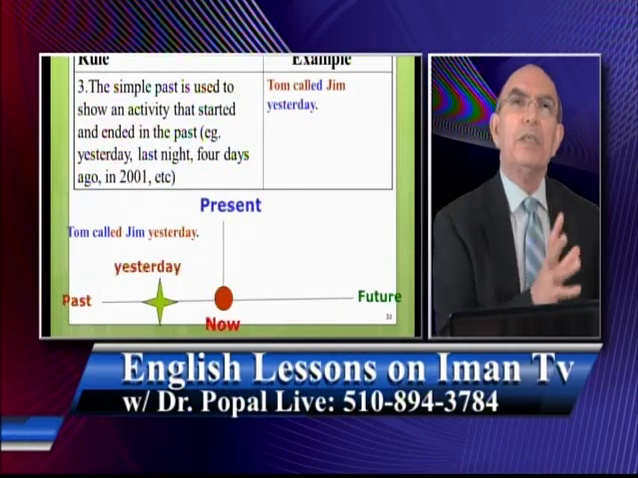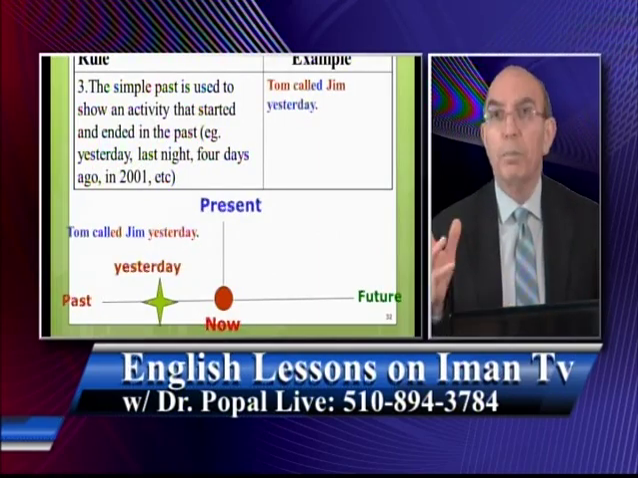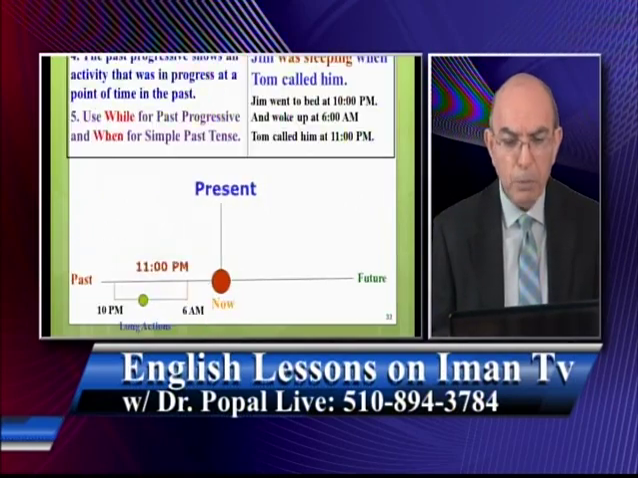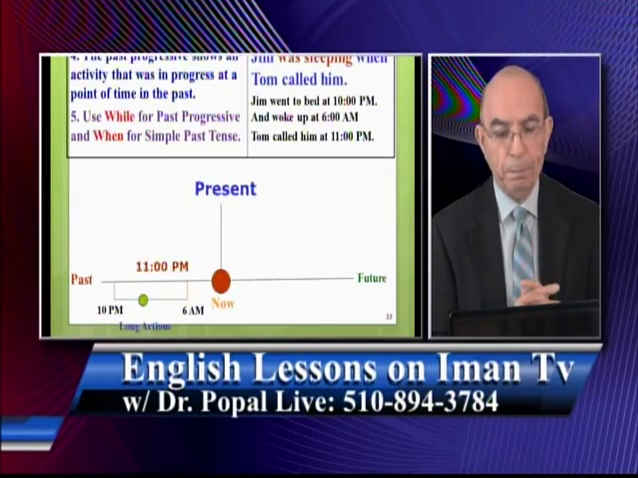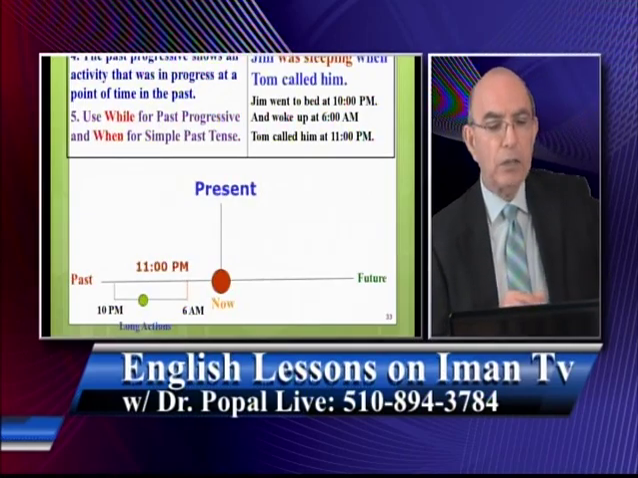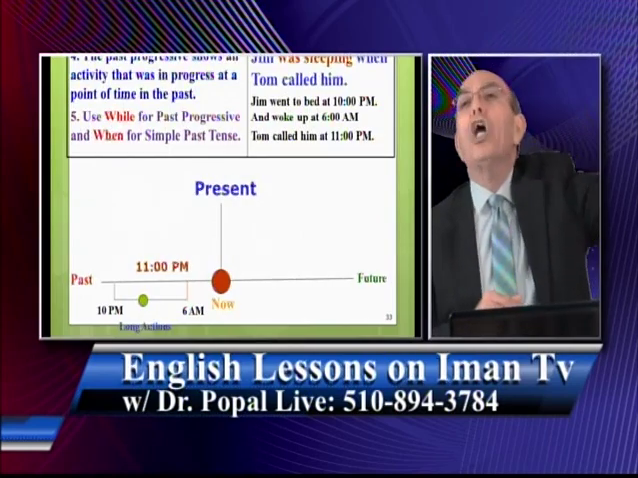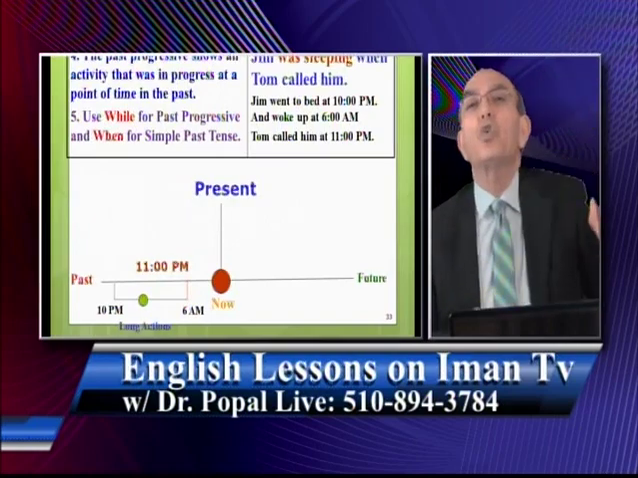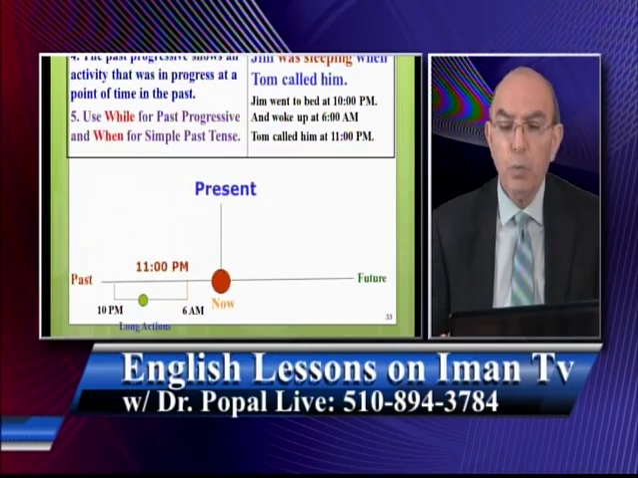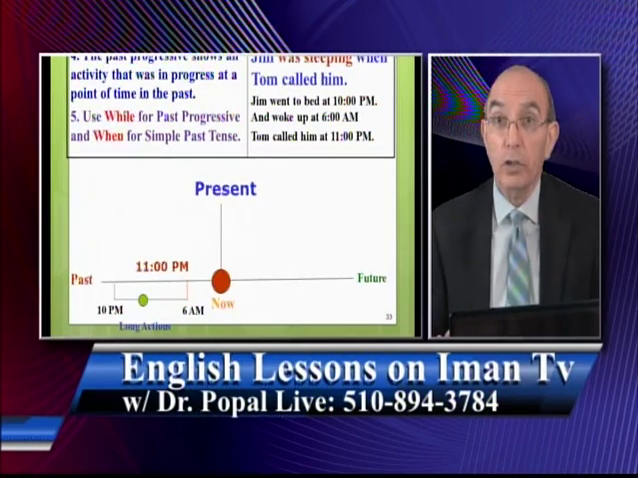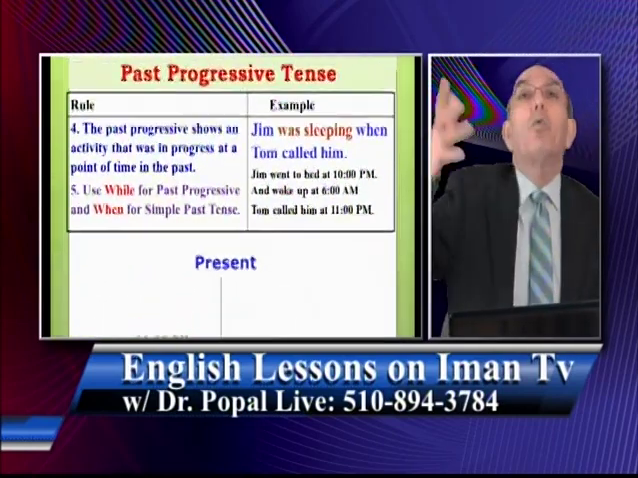Simple past. Something that happened in the past, started in the past, like Tom called Jim yesterday. Past progressive tense is an action that shows an activity that was in progress in the past. So it's a kind of a longer action. So it's in relation to what? To another past action. For example, Jim was sleeping when Tom called. So one action was going on, sleeping, and Tom called at that time.